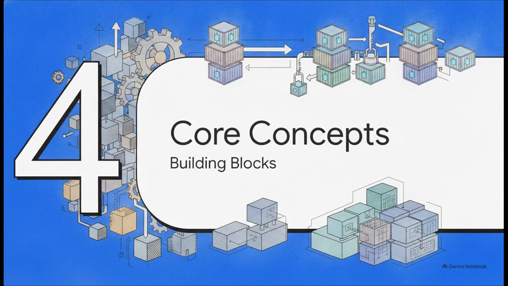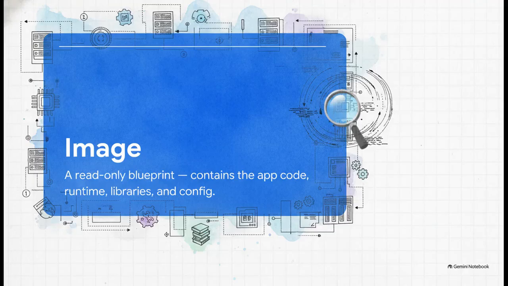Section 4. Core Container Concepts. Let's break down the actual building blocks of this tech using a few concepts you might already know. First up is the image. An image is essentially a read-only blueprint that contains your application code, the runtime, the libraries, and the configuration. If you've done any object-oriented programming, you can think of an image exactly like a class. It's the static, unchanging definition of what your application should be.